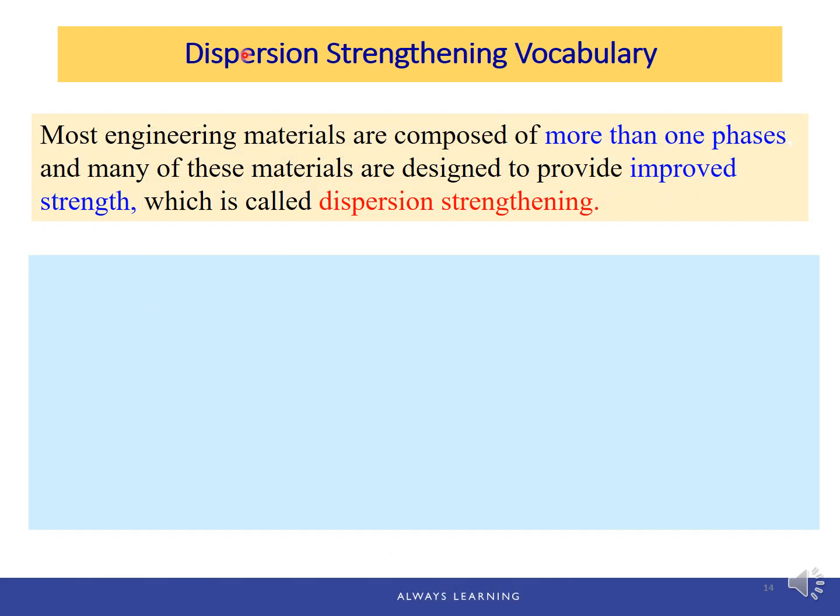We mentioned the term dispersion strengthening. Let's talk about what dispersion strengthening is. Most engineering materials are composed of more than one phase, and many of these materials are designed to provide improved strength, and this is called dispersion strengthening. The difference between dispersion strengthening and solid solution strengthening is that in solid solution strengthening, we have only one phase. But for dispersion strengthening, we have more than one phase. So one phase is strengthened by the addition of another phase. So this is dispersion strengthening.